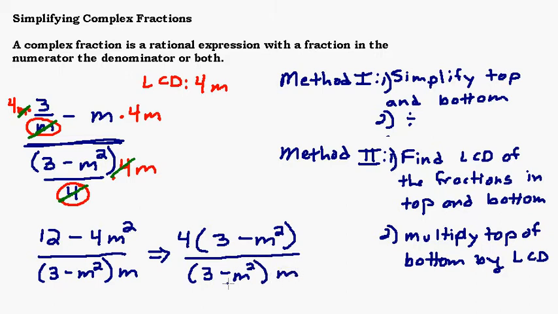Wow, look at that. We have a 3 minus m squared in the denominator. How about that? Then we can cancel these factors of 3 minus m squared. And what do we have left? We have 4 over m. So that's our answer, 4 over m.